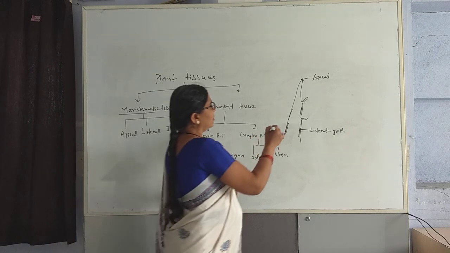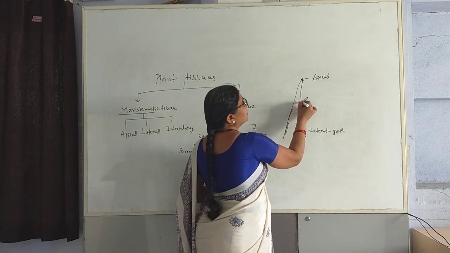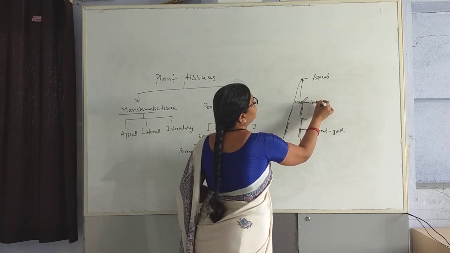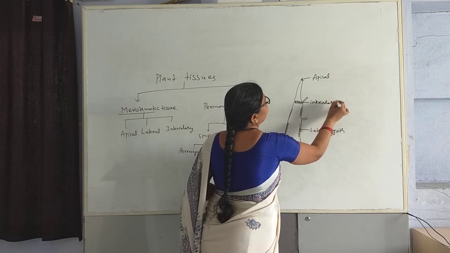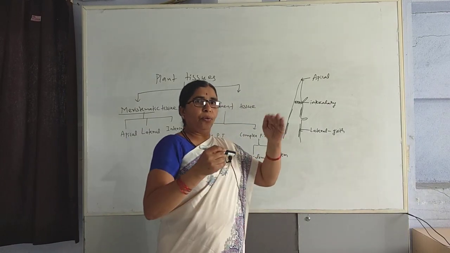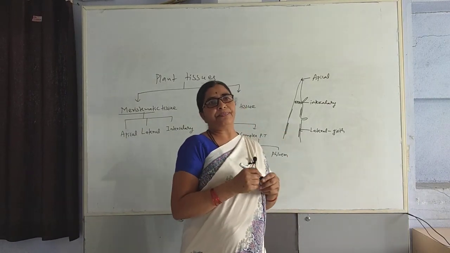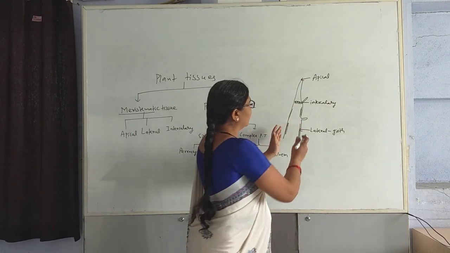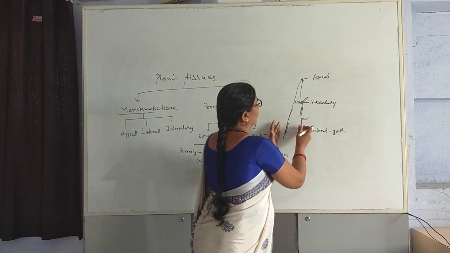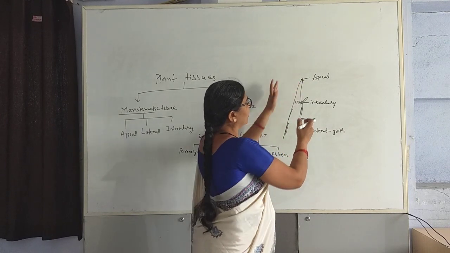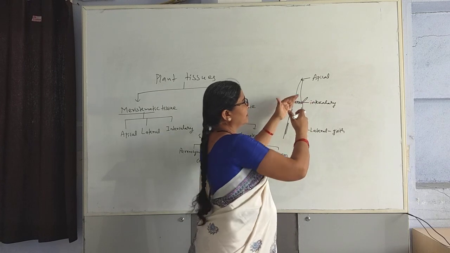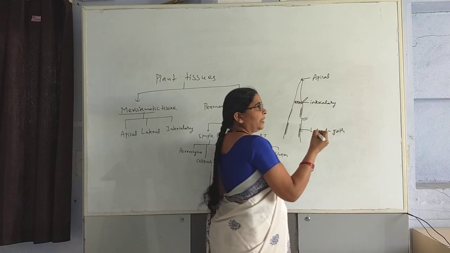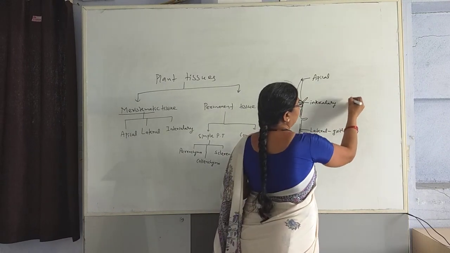Intercalary meristem is present in the internode of the plant. To recap: tip, apical, increases the height; lateral, increases the girth of the plant; intercalary, it increases the internode. For example, it is present mainly in the internodes.